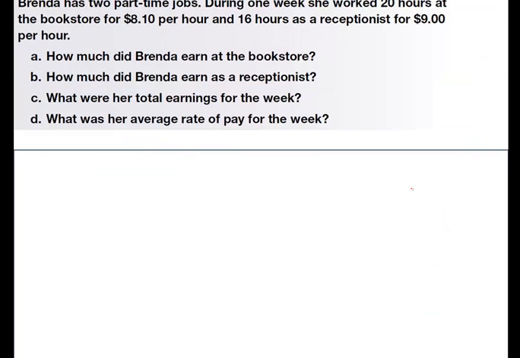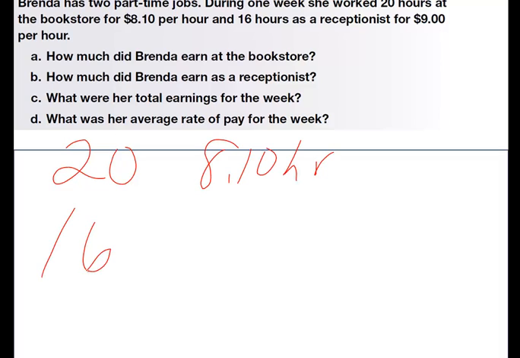All right, let's look at another one. Brenda has 2 part-time jobs. During 1 week, she worked 20 hours at the bookstore for $8.10 per hour, and 16 hours as a receptionist for $9 per hour. So we know that the 20 hours goes with the $8.10 an hour, and we know that the 16 hours goes with the $9 an hour. So we can pull that information out.